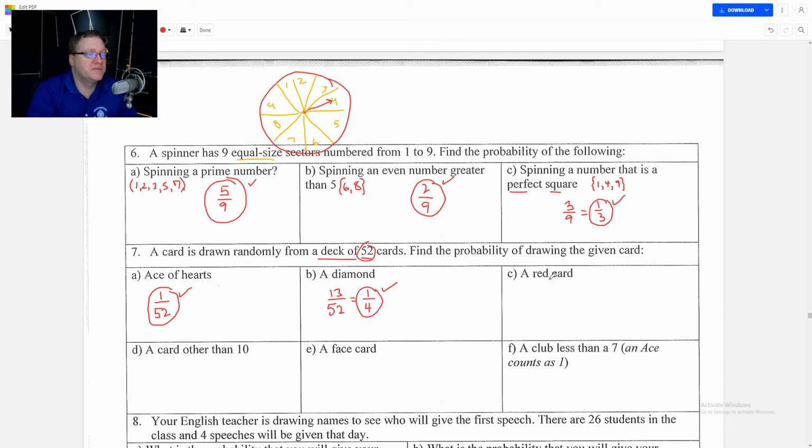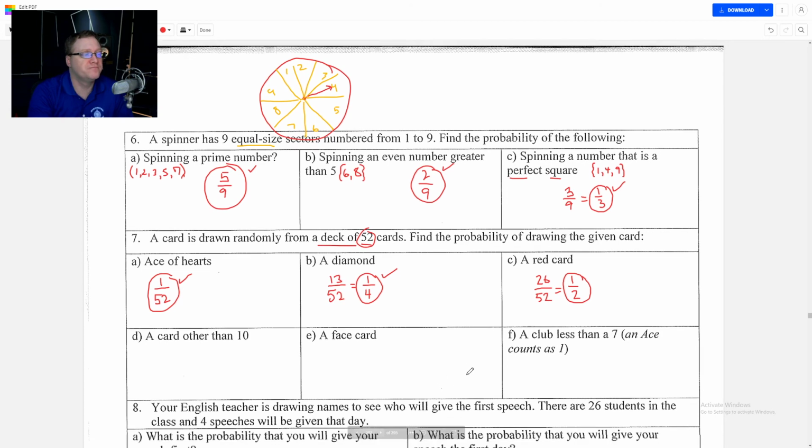Okay, next. What's the probability that we get a red card? Well, how many red cards are there? Well, all the diamonds are red and the hearts are red. So that's 13 plus 13. So there are 26 red cards. And then there are 52 total cards. So 26/52 is the probability, which can be reduced to 1/2. All right? So the probability is 1/2.